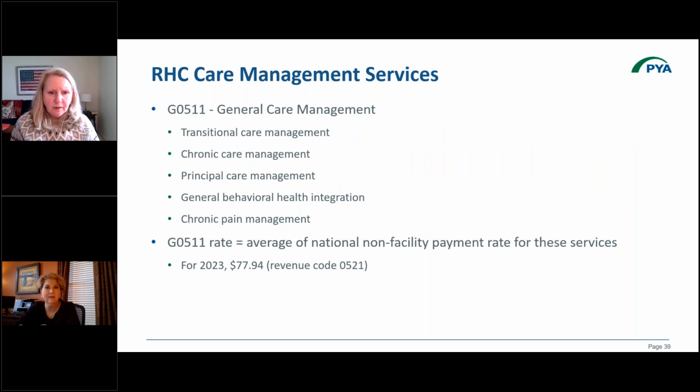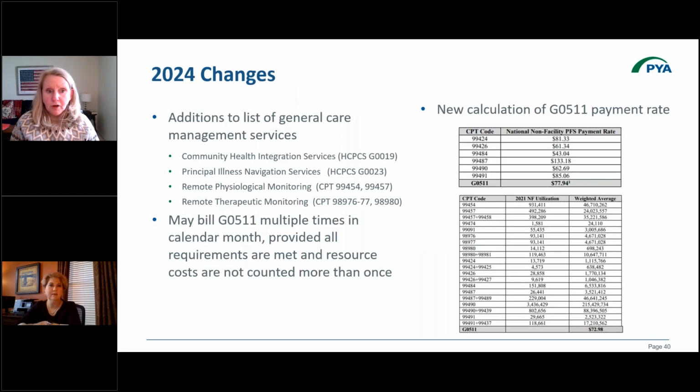Last but not least, very briefly, I want to talk about changes that were made to rural health clinic and federally qualified health center care management services. This is the vehicle that's used by those organizations to bill for care management services. You see what was included for 2023 and 2024, significant expansion to include CHI services, principal illness navigation, as well as the remote monitoring codes, and thus allows for community health worker reimbursement within RHCs and FQHCs.